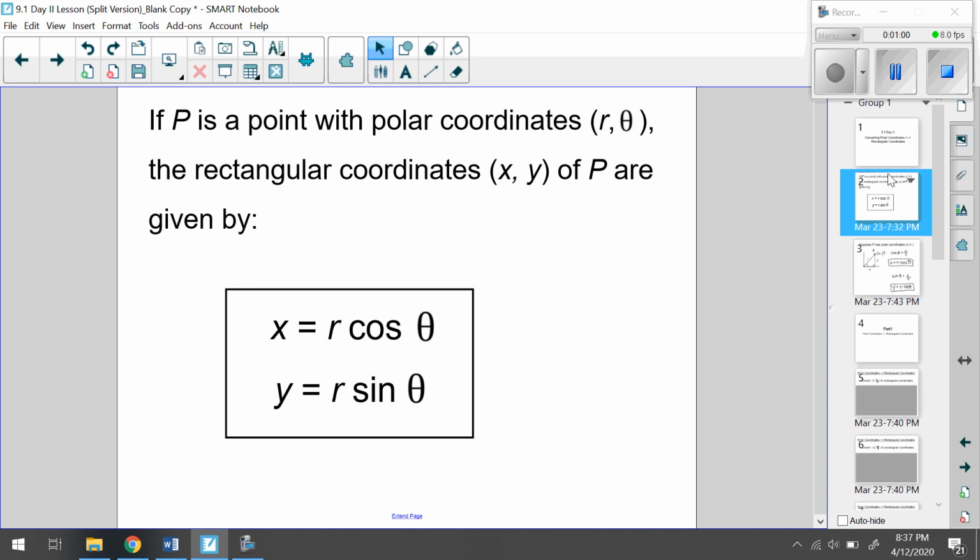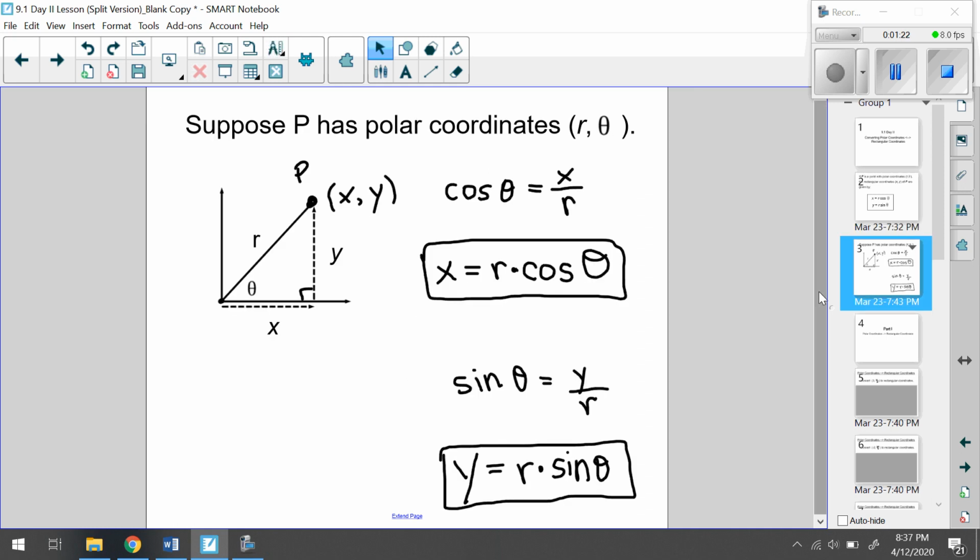Before we get started, I wanted to give you 2 equations that can help us out quite a bit today. This says that if P is a point with polar coordinates r, theta, and also shares the rectangular coordinates x, y of the same point P, we can say that x equals r cosine theta and y equals r sine theta. Now, these might be new equations for us, but they're real easy to understand why they work.